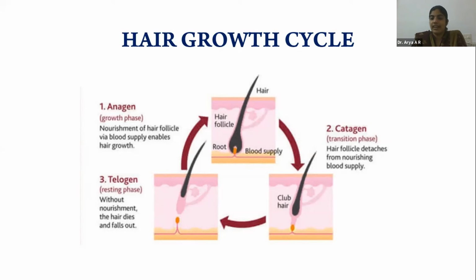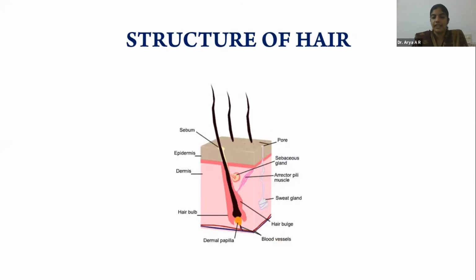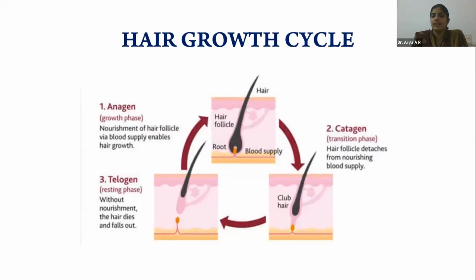And the second one is the catagen phase, that is a transition phase. In that phase, the hair follicle slowly detaches from its nourishing blood supply. You can see in that picture the hair bulb, and we have blood vessels and papillae. The hair bulb slowly detaches from this blood vessel. It is a transition phase, and slowly it gets to the next stage, that is called telogen.